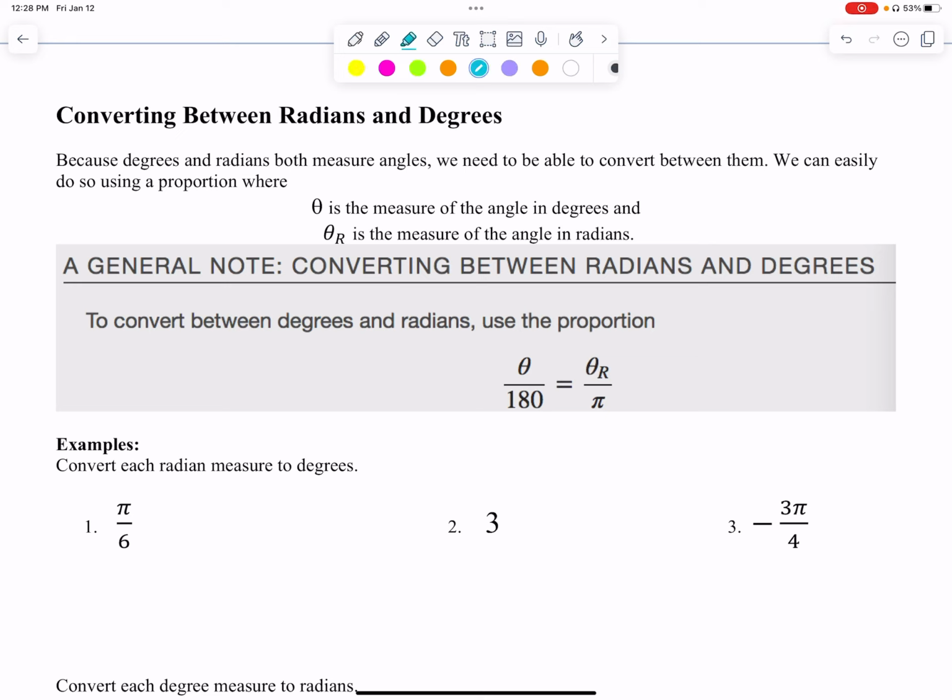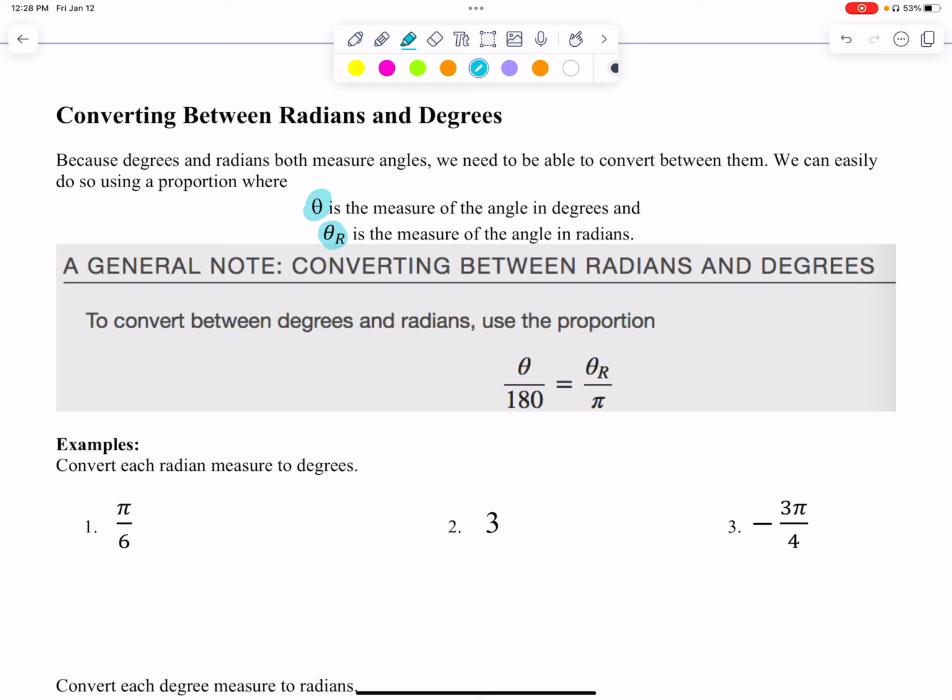Okay, so just to talk about our notation, and then I'll show you there's a formula here that you can use. I like to use something called dimensional analysis, which is just a part of this. So we'll get to that. Theta by itself is the measure in degrees, and then we're going to use theta sub r, or however you want to say that. That's going to be our radian measure.